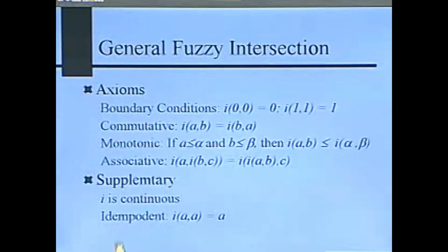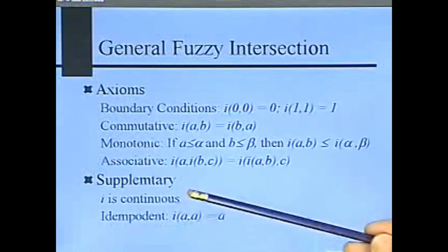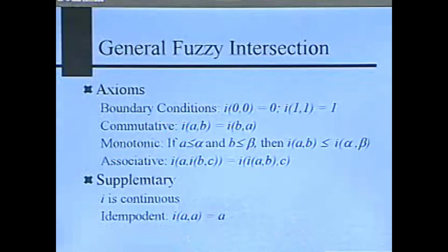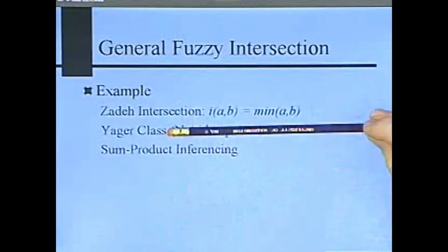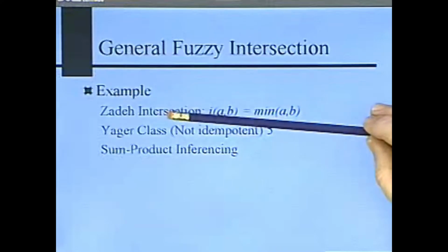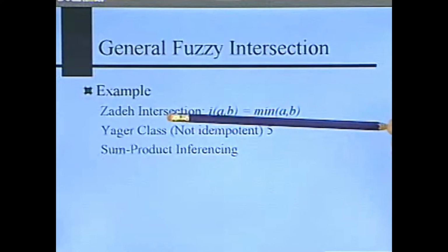Then we have some supplementary conditions which we'd like to have. One is that I is continuous, and the other one that it is idempotent, in the sense that the intersection of A and A is equal to A. So these are the different axioms that we require it to follow, and then it'd be nice if we could have these properties true, I being continuous. There are examples of the Zeta intersection, I of AB is equal to the minimum of AB. By the way, is that a continuous function? Is the minimum of A and B a continuous function? That was one of the properties we'd like. We didn't require it, but is it a minimum function? Is it a continuous function?